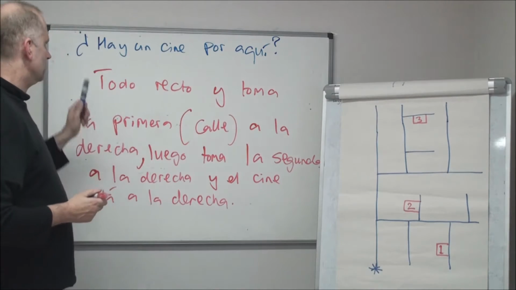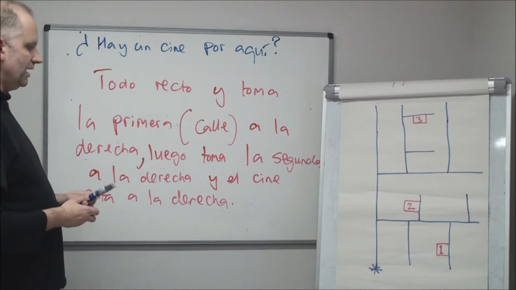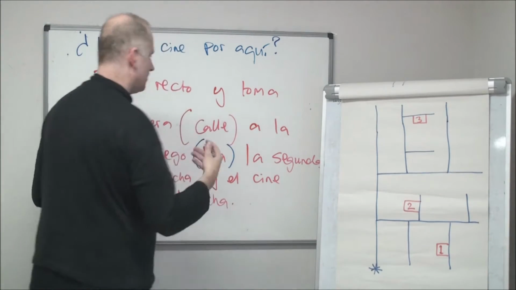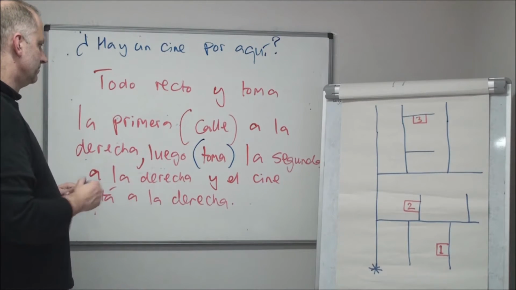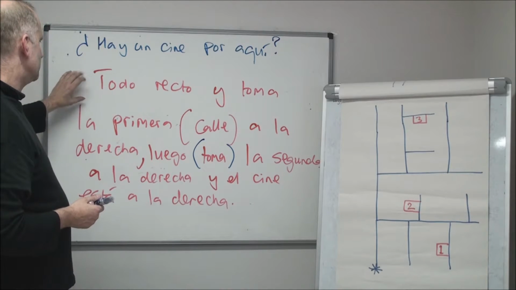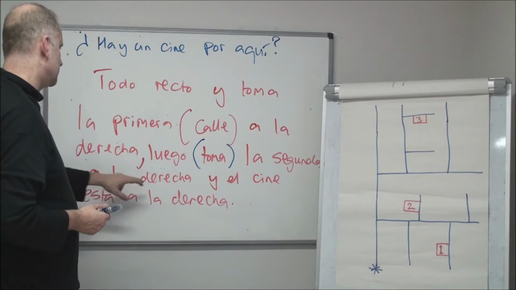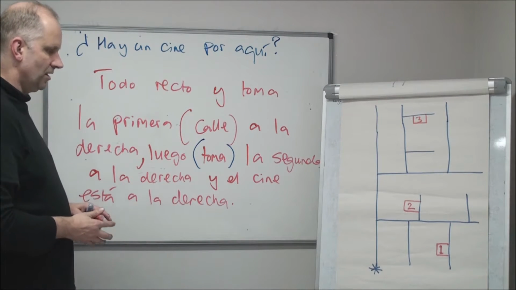Okay, so todo recto y toma la primera a la derecha, luego, and also with that, instead of saying and then take, you just say and then the second. So the toma doesn't have to be used. So I would say todo recto y toma la primera a la derecha, luego la segunda a la derecha y el cine está a la derecha.